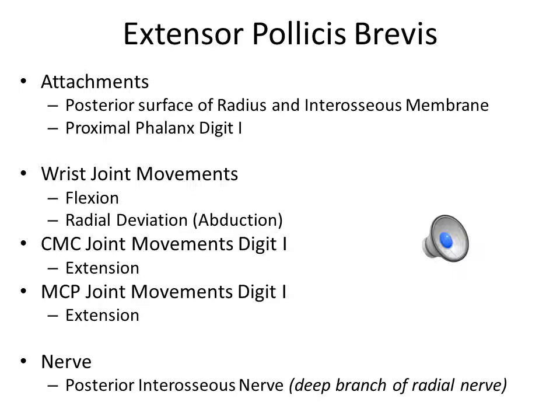Extensor pollicis brevis performs flexion and radial deviation at the wrist joint, extension at the CMC joint of digit 1, and extension at the MCP joint of digit 1. Extensor pollicis brevis is innervated by the posterior interosseous nerve, which is the deep branch of the radial nerve.